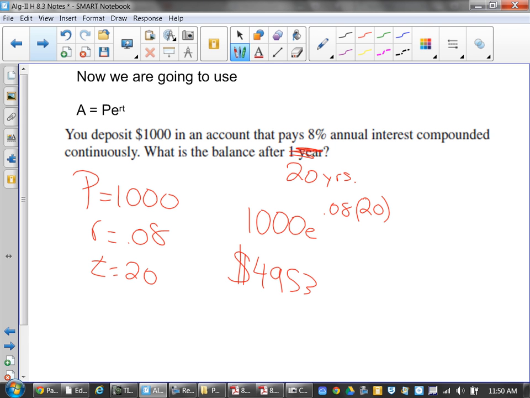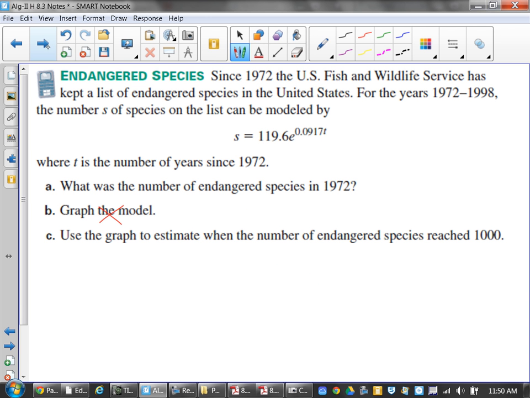Now, just like we did yesterday, they might ask you if you want 10 grand, after how many years do you get to that. You just have to work your way backwards. It can also be used to work with population models.